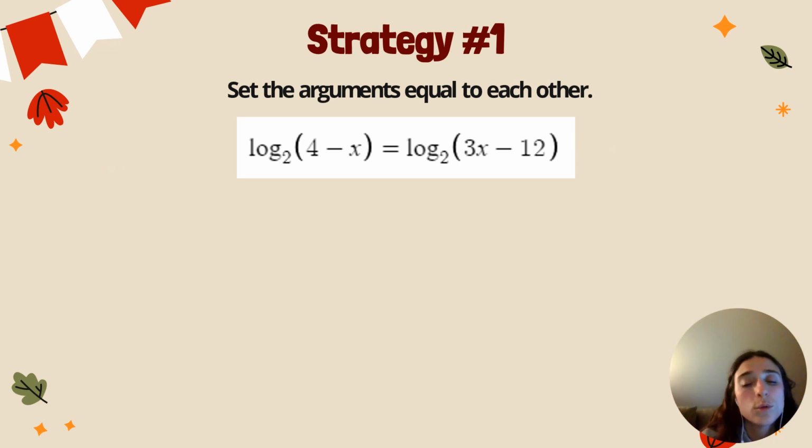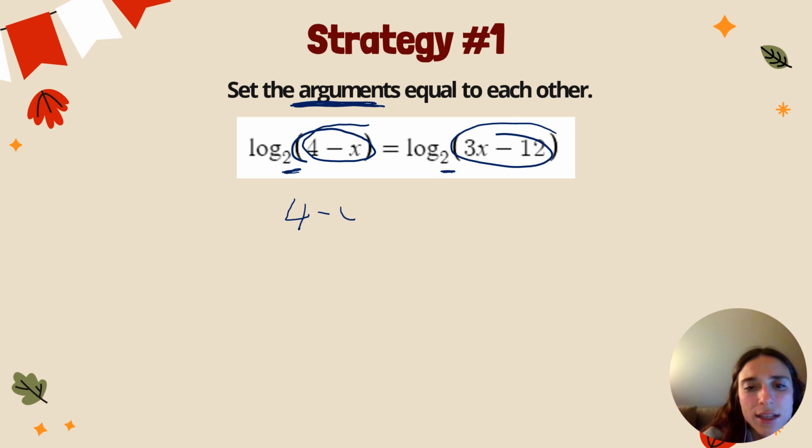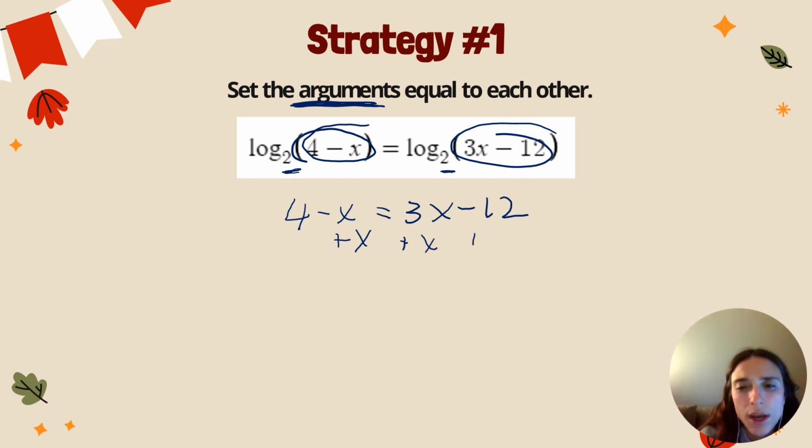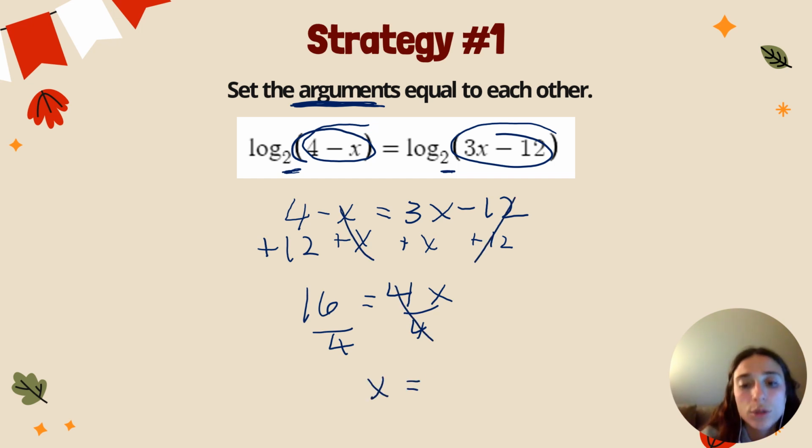When you have log equals log, they're going to be the same bases. If they're not the same bases, you can't do this, but we're going to give you the same bases. When it's log equals log, you're going to set the arguments equal to each other. This word just means the insides. So this equals this. So I'm going to do 4 minus x equals 3x minus 12. Easy. Just solve, linear, all that kind of stuff. So I'm going to add x to both sides, and add 12 to both sides. So I get 16 equals 4x. Divide both sides by 4. I get x equals 4.